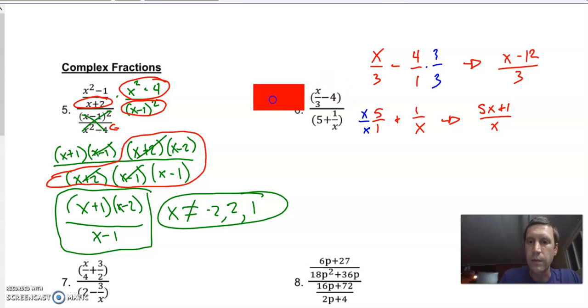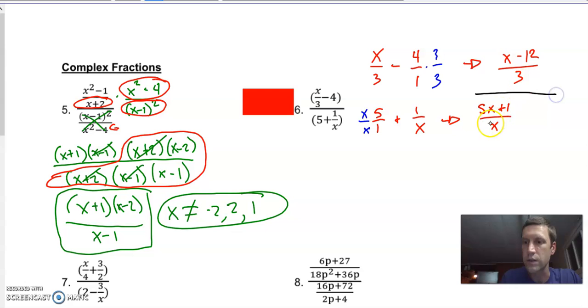So if I think about these two, I wish I would have written that a little better, but it's really this first fraction over the second fraction, right? It's this fraction over this fraction. So I'm going to take the reciprocal of the bottom fraction and then multiply those two together.